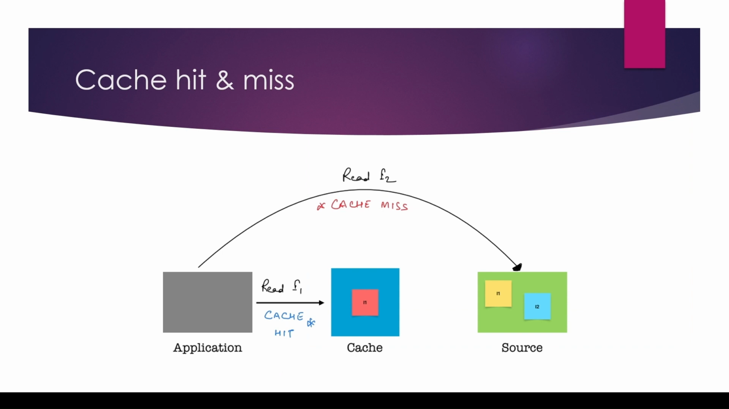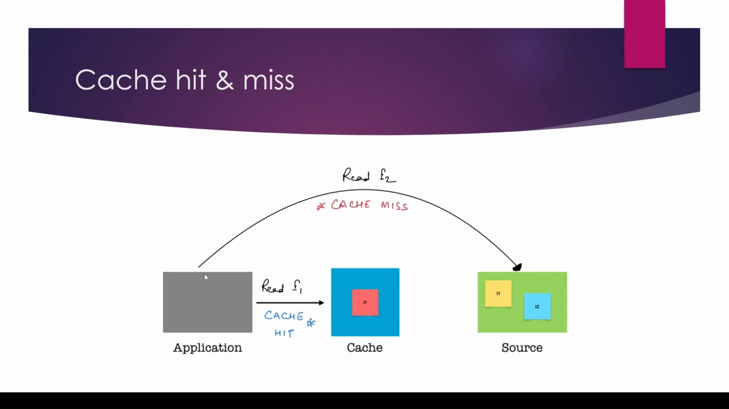Here in this example, we have the application and we have the caching layer, and on the right hand side we have the source. And in this case, let's say the source has two elements, I1 and I2. In this example, when the application needs to read the item I1, it checks the cache first, and in this case, it finds the item I1 in the cache. So this is considered a cache hit.